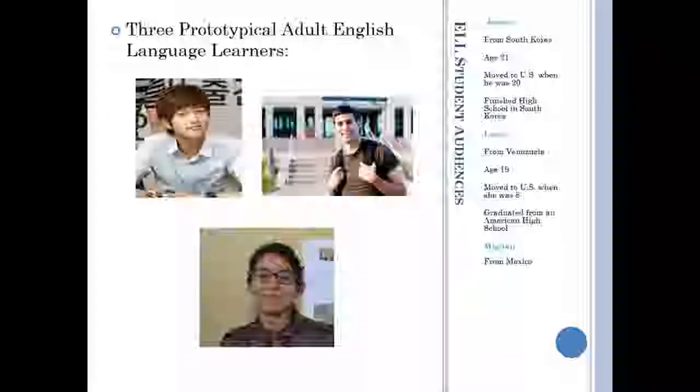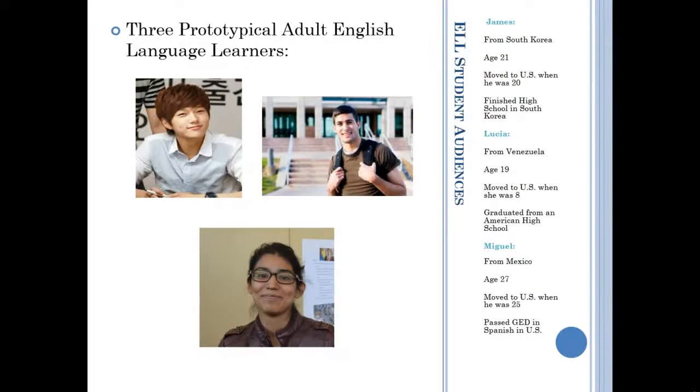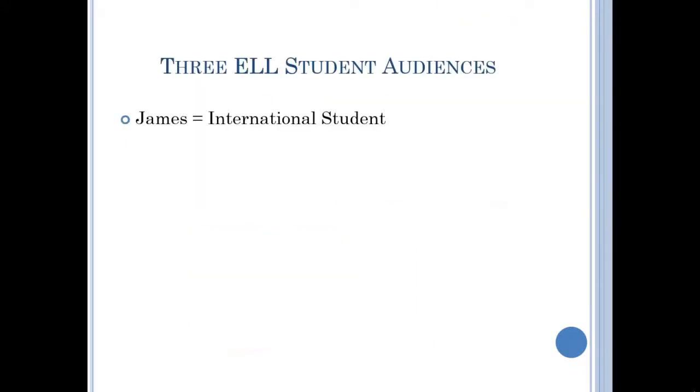So Miguel's from Mexico. He's 27, and he moved to the U.S. when he was 25. He won the green card lottery, and he just recently passed his GED test in Spanish, and now he's going to start taking college classes in English. All right? So these are 3 different groups.